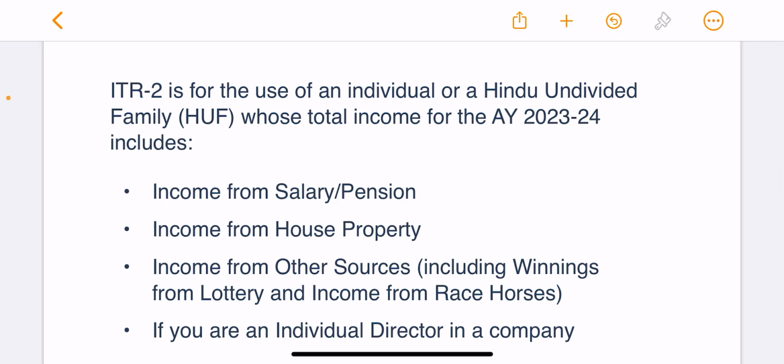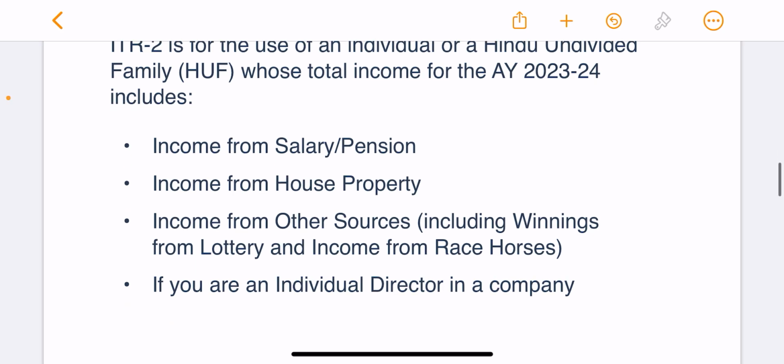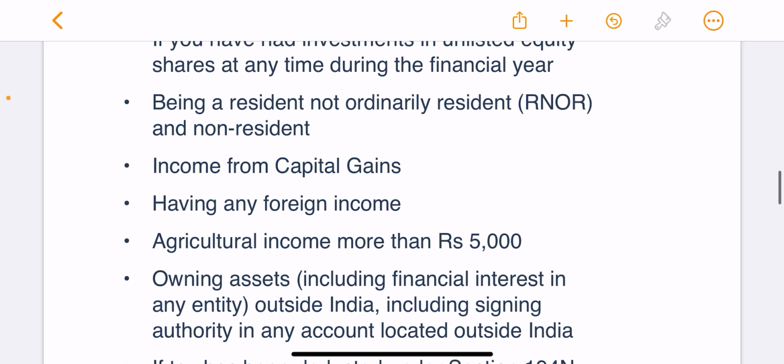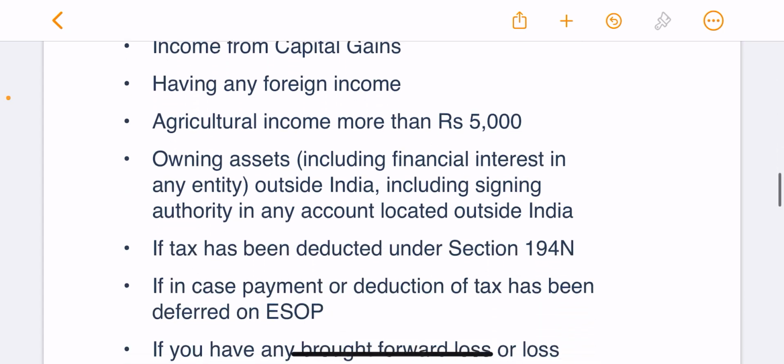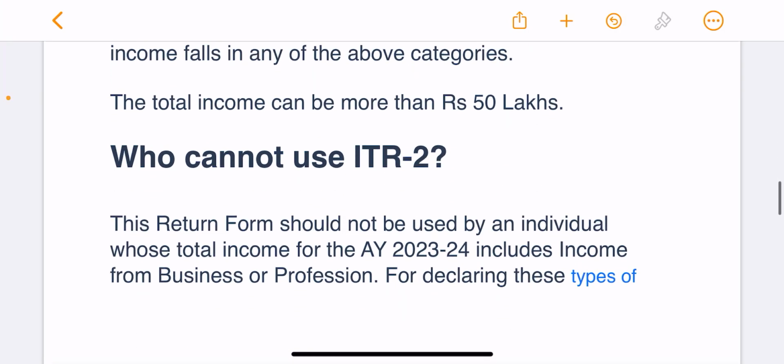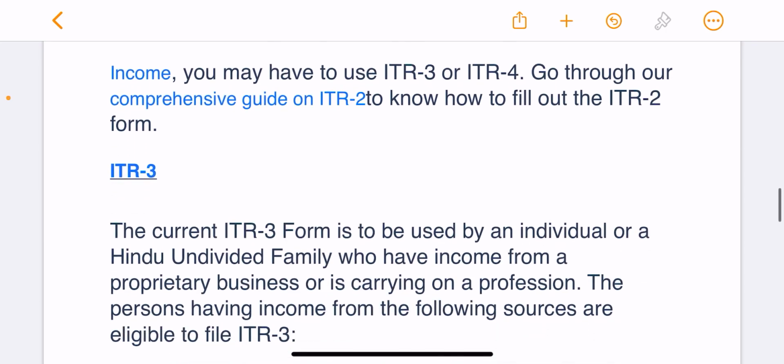So anyone can file ITR 2 if their income is from salary, house property, or other sources, and if you are an individual director of a company. So these are all the exclusion parts which we read in ITR 1, with a specific condition that your income is more than 50 lakh. Who can't file ITR 2? If you have a business or profession, you can't file ITR 2. Okay. Now we talk about ITR 3.